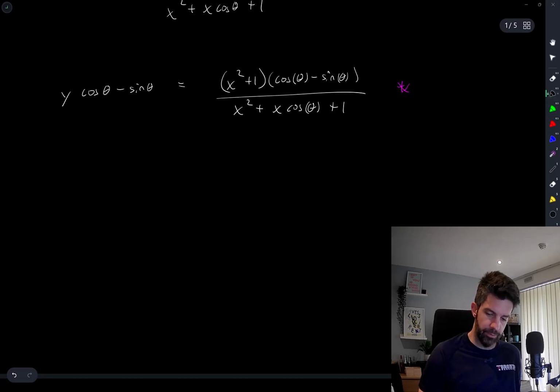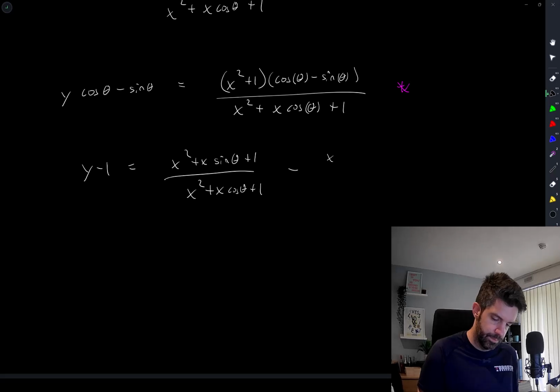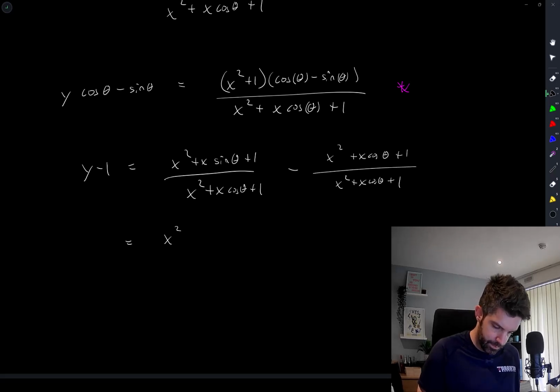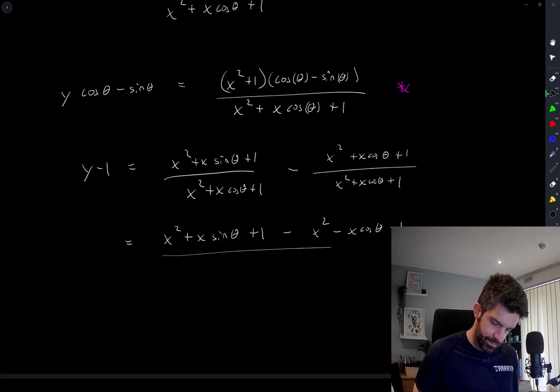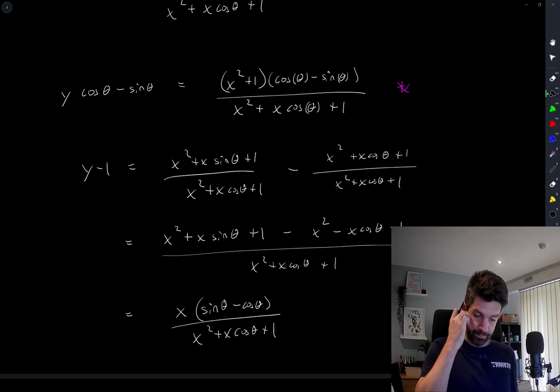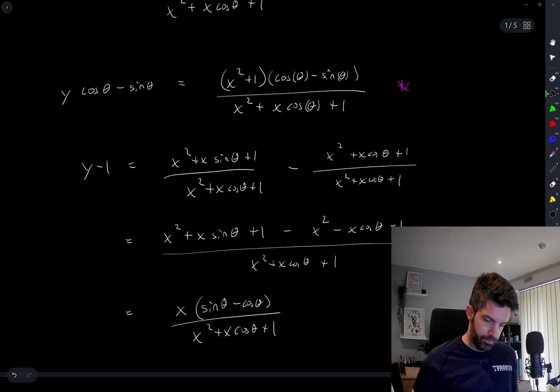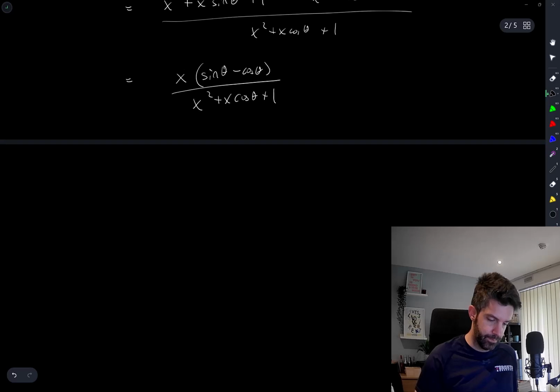Come back to that in a second. I want to compute what y minus 1 is equal to. Y minus 1 is... so I get the following: y cosine theta minus sine theta.